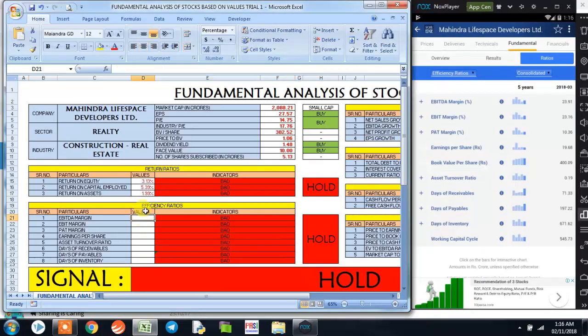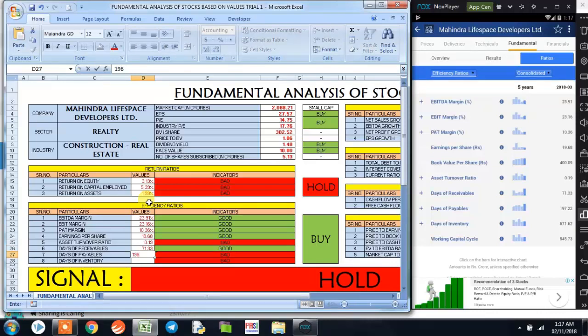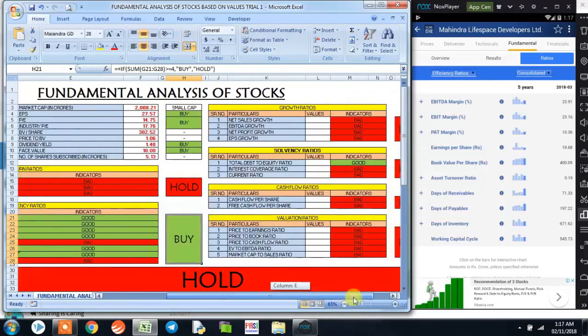The first is EBITDA margin, which is 23.91. EBIT margin is 23.16 and PAT margin is 10.36. Earning per share is 19.68. This is the trailing EPS. Asset turnover ratio is 0.19. Days of receivables is 71.33. Days of payables is 197.22 and days of inventory is 671.62. So overall efficiency ratio has given us a signal to buy this stock at this point of time.